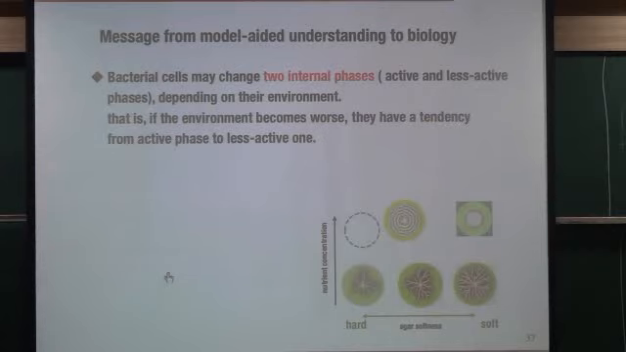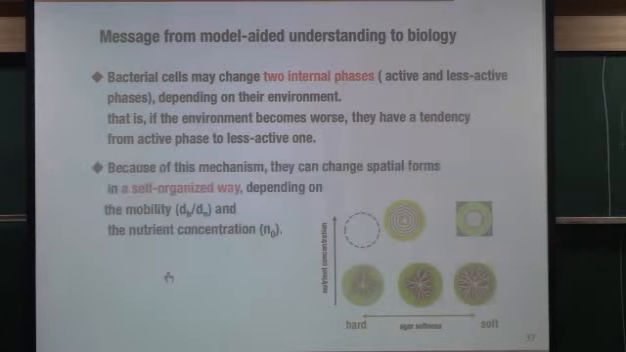Okay, this is a very natural assumption. And because of this mechanism, they can change spatial forms in a self-organized way. So we don't need to have a gene control. We just assume this one. This is very important, okay? If a bacteria has the following mechanism, then we may have this kind of pattern, okay?